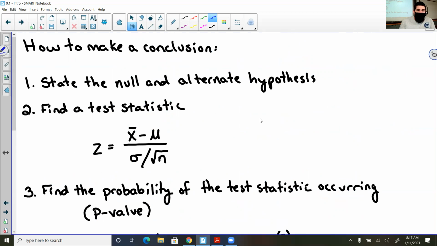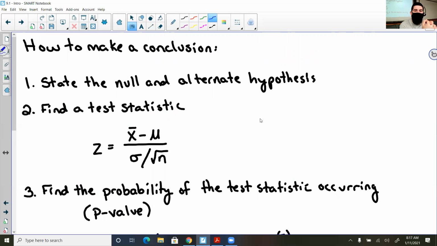So here are the steps to allow us to make this conclusion. First, we want to be able to state the null and the alternate hypotheses. So they are going to ask you in the problem, what is the null hypothesis? What is the alternate hypothesis? So you have to look for what is the known parameter, what is what we think to be true, and then what are they thinking might actually be happening.